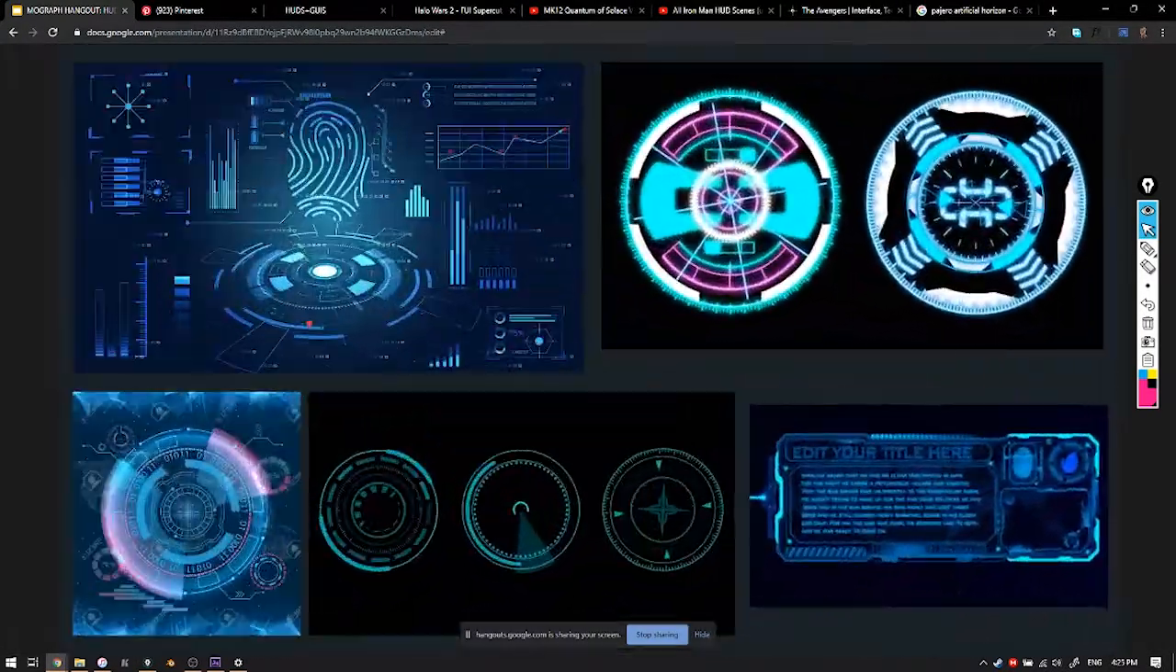So that's it for the UIs. Any more questions? Any observations you guys would like to add as well in terms of what's working and what's not working?